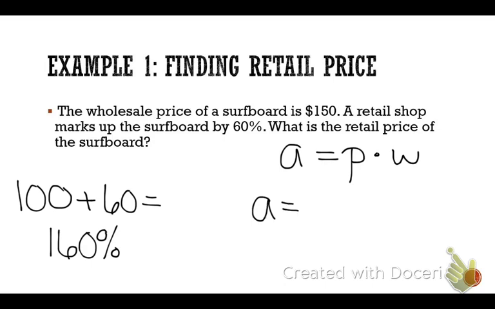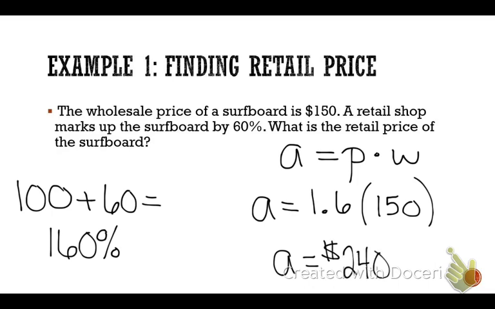A equals 1.6 times 150. Okay, now this is no different from the first slide, except I'm adding my percentage to 100 because it's a markup. Okay, and then I change that value to a decimal, and 1.6 times 150 is $240.